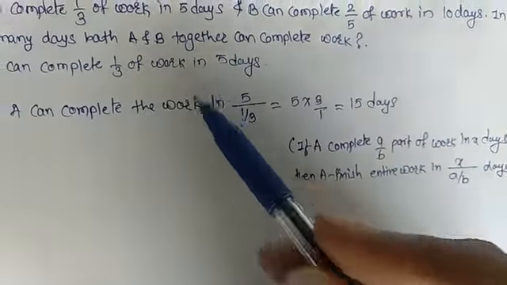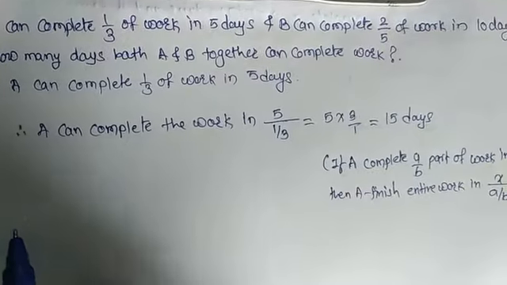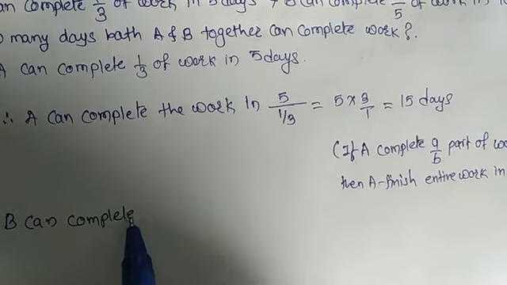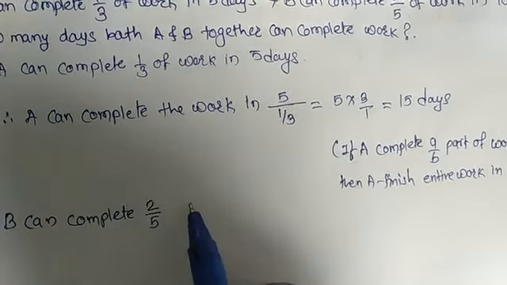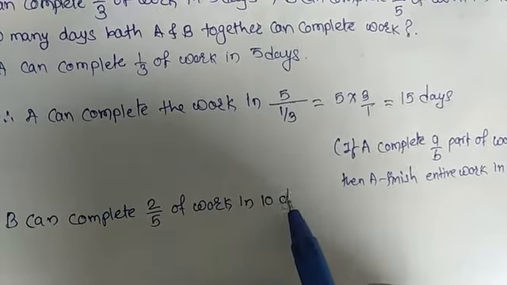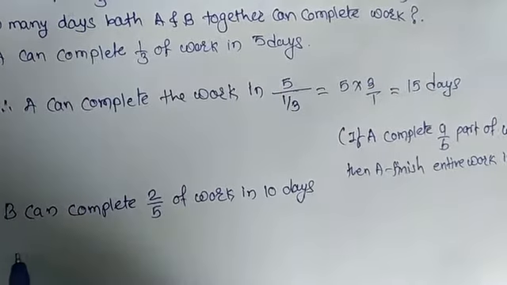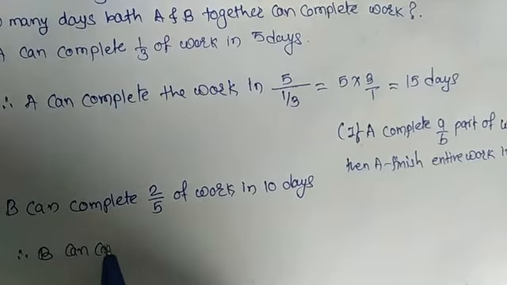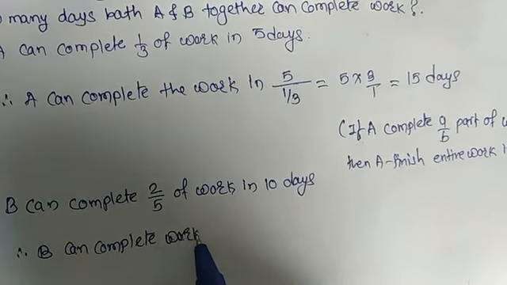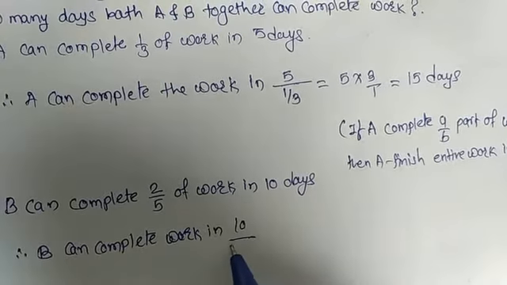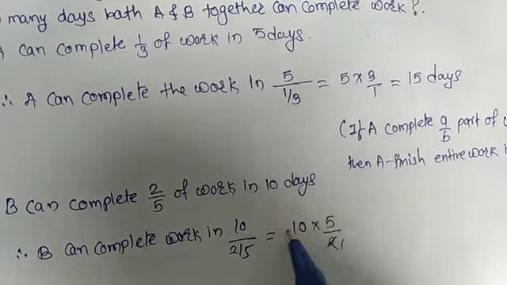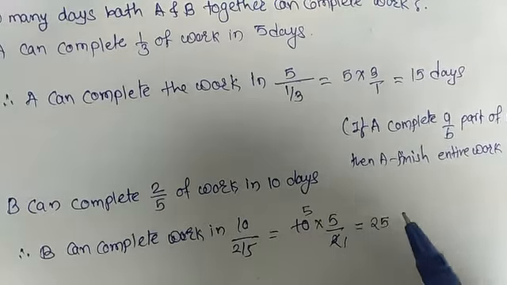So similarly for B also, as given, B can complete 2 upon 5 of work in 10 days. So B can complete the work in 10 upon 2 upon 5, which is equal to 10 into 5 upon 2, which is equal to 25 days.